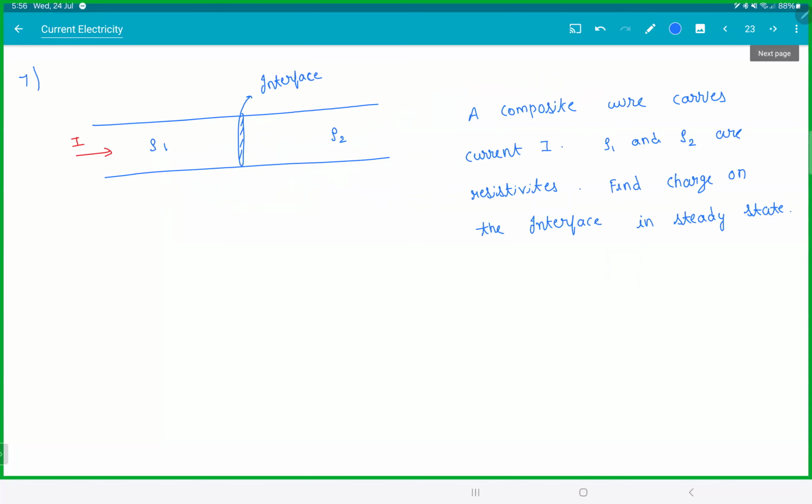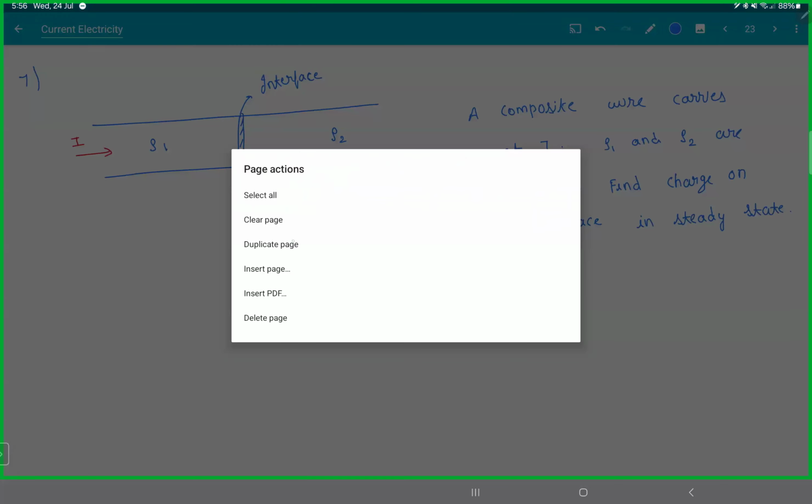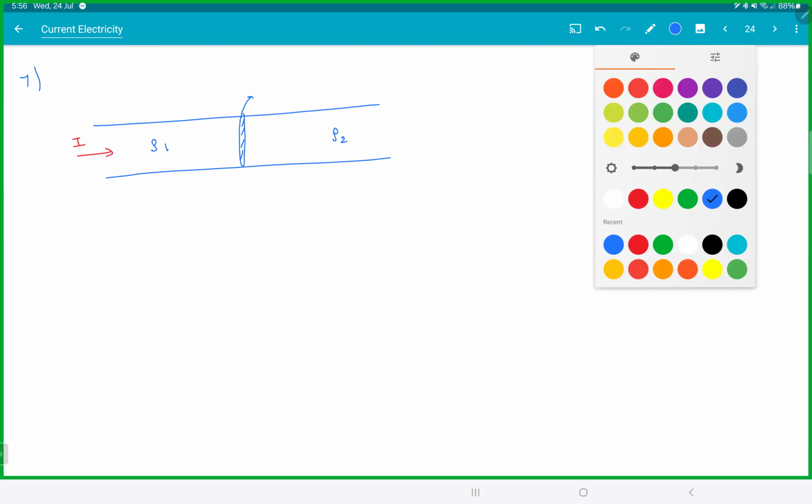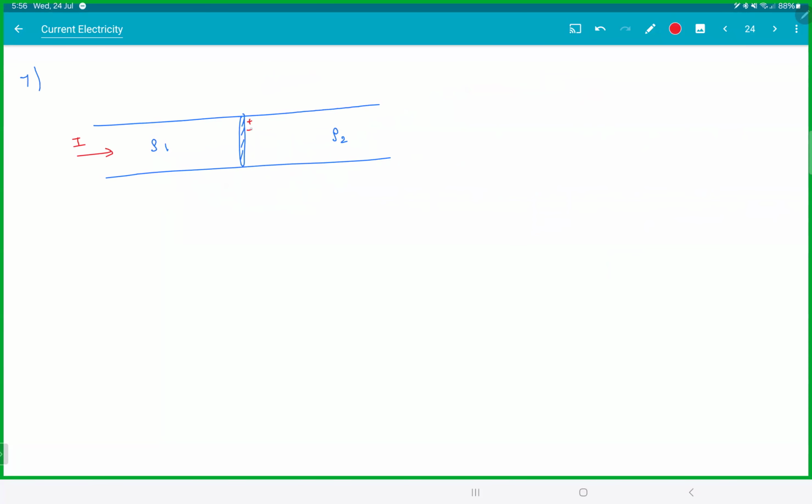No, that totally depends on rho 1 and rho 2. So let's see how to calculate that. We will assume some charge is there here. How do we get this? We consider a Gaussian surface, because till now we didn't have anything else but the Gaussian surface. On the right hand side, let the field be E2. On the left hand side, let the field be E1.